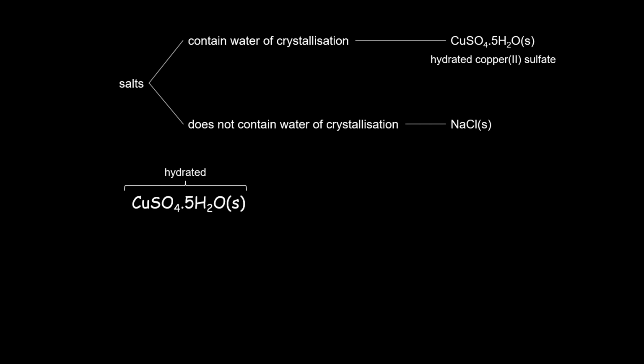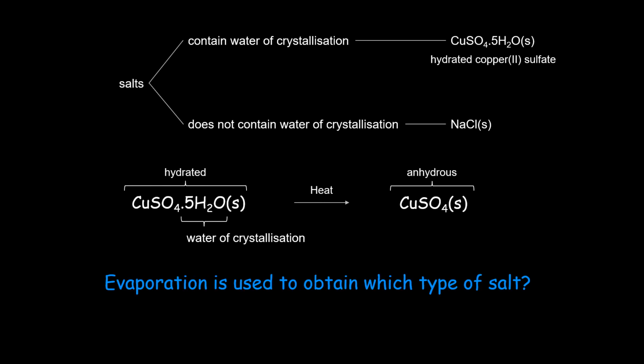So here we have hydrated copper(II) sulfate crystals. Now the water that's part of the crystal structure is referred to as the water of crystallization. If we heat the hydrated copper(II) sulfate crystals, we get CuSO4, and that is an anhydrous white powder.